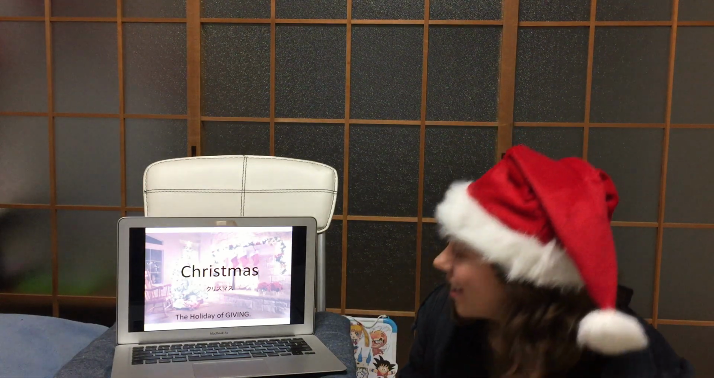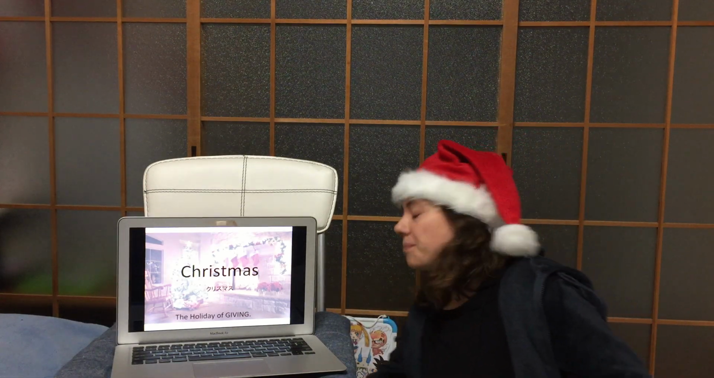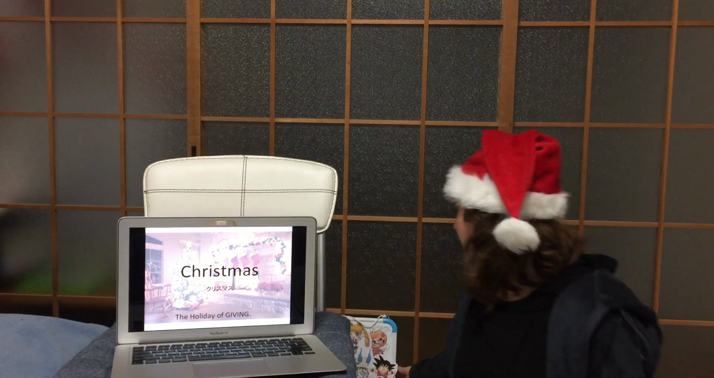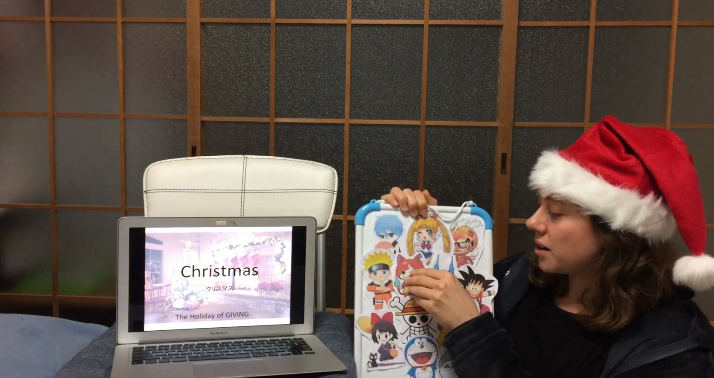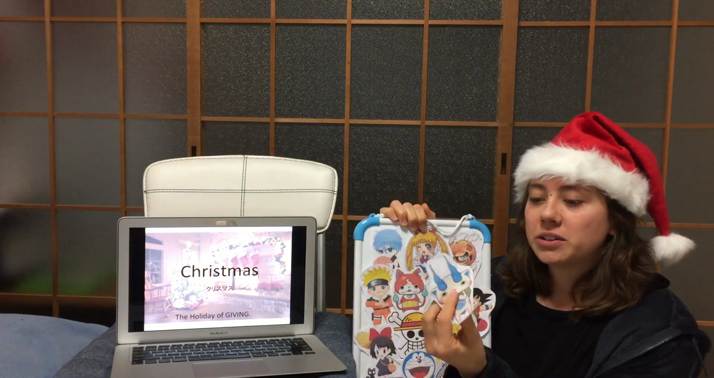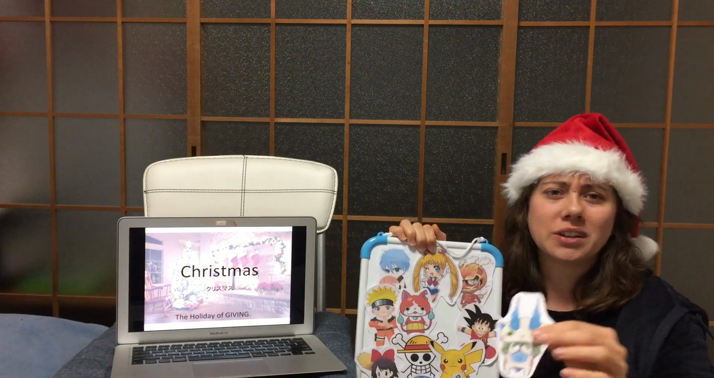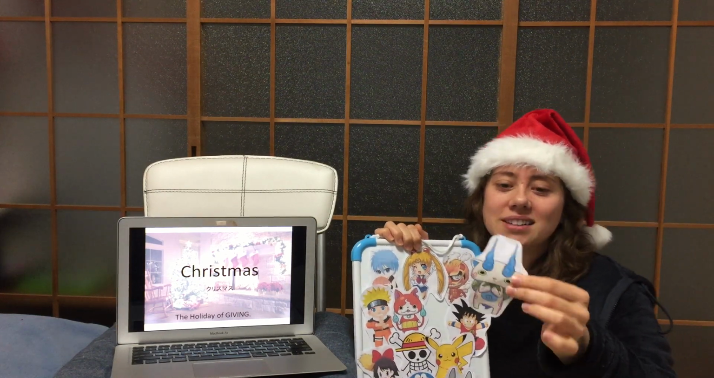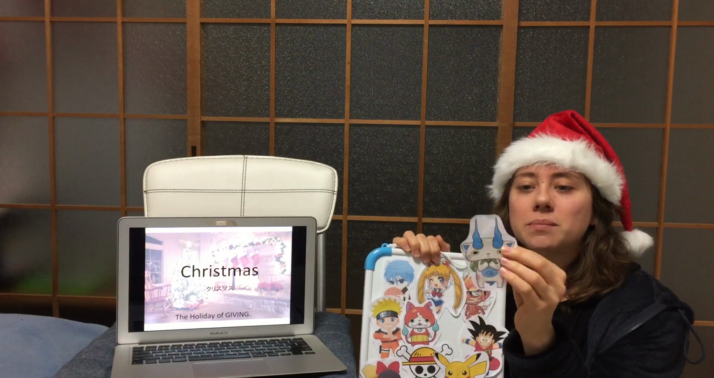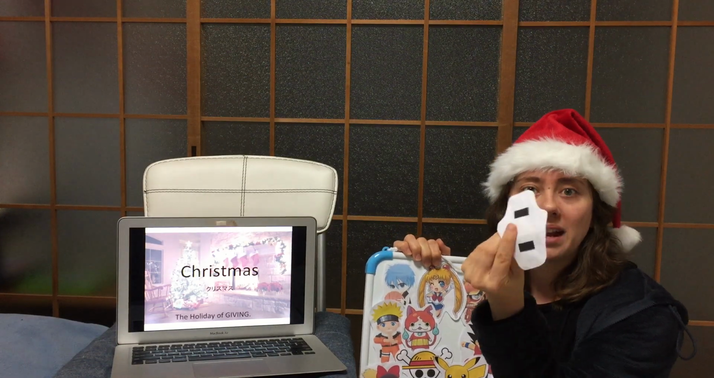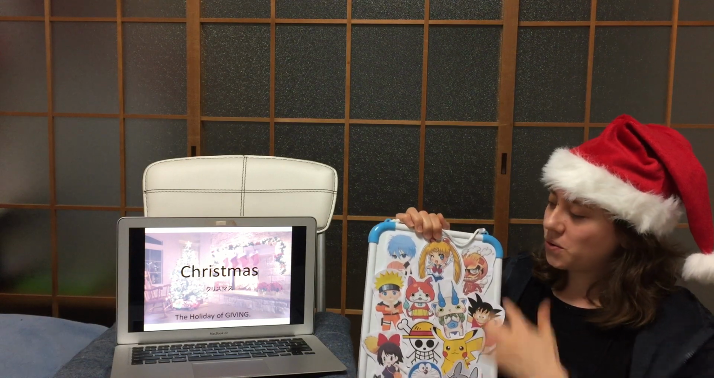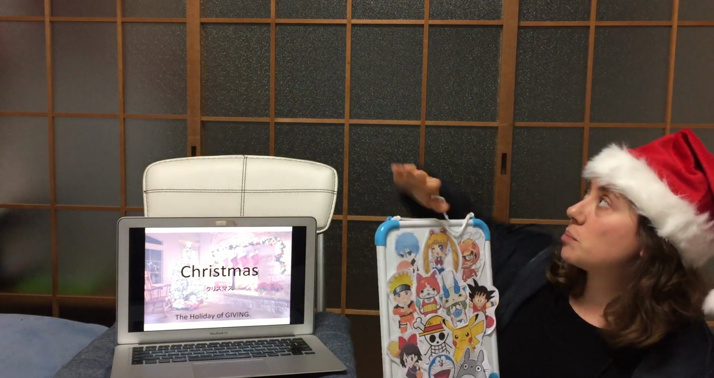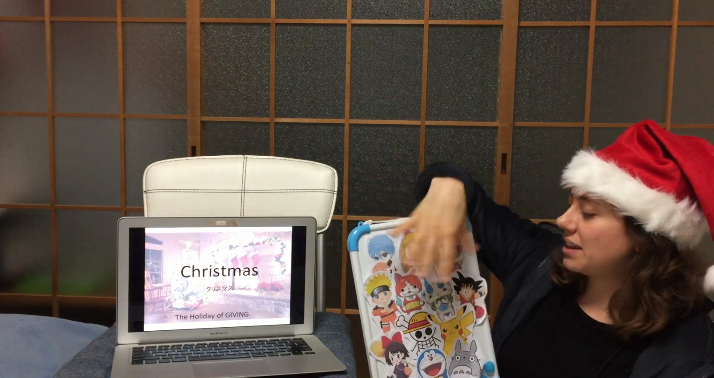Okay, so the first thing I would do is I would come in wearing the Santa hat, and then I would put these magnets on the board. Now what these are, they're basically just popular Japanese cartoon characters that the students would recognize, and I would print them out on printer paper and just put magnets on the back of them, and then that way they stick on the board.